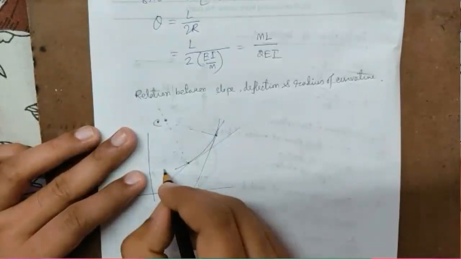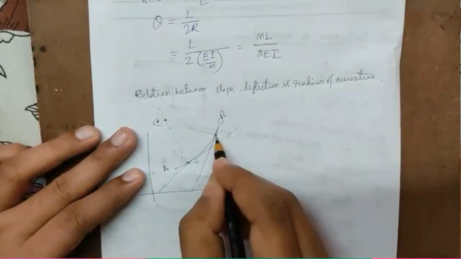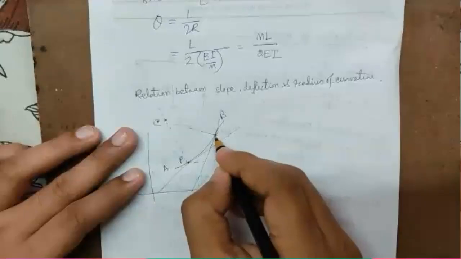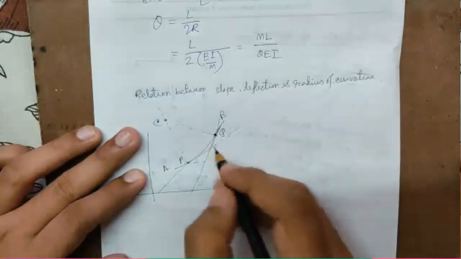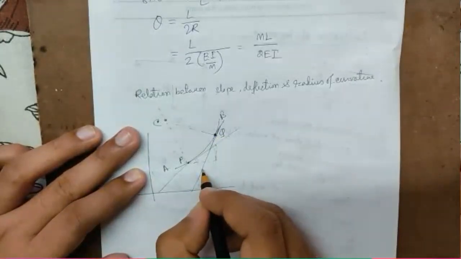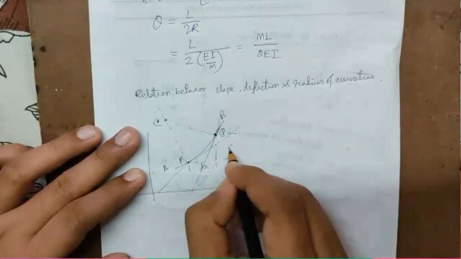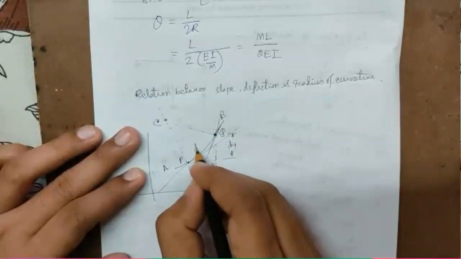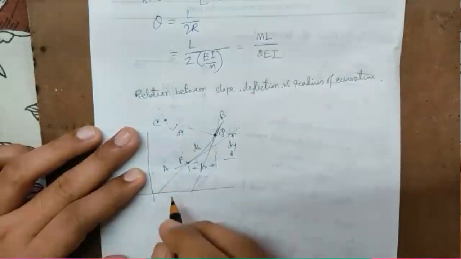Okay, so this is the center of the curvature. This is the beam AB. Say this is P, this point is Q. So now say this much is dx, this much is dy, and this length is ds. Here the angle is d psi. I will explain it.